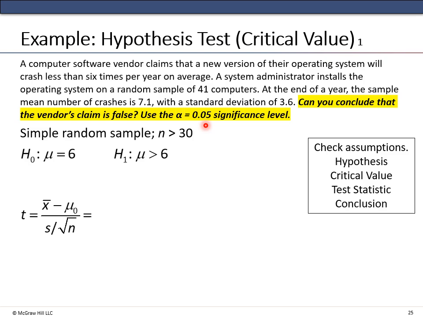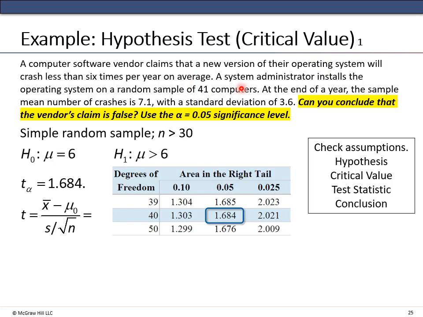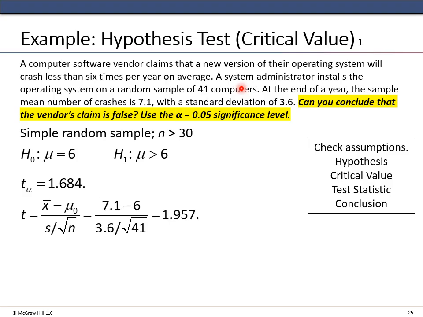Go to your table. This is a right tail test. 0.05 is our significance level, and what is our degrees of freedom? 40. And we can see that our t sub alpha is 1.684. Okay, that is our critical value. From that, we can now calculate our test statistic using all the values given in our problem.